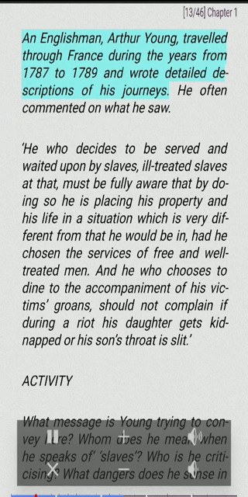2. An Englishman, Arthur Young, traveled through France during the years from 1787 to 1789 and wrote detailed descriptions of his journeys. He often commented on what he saw. He who decides to be served and waited upon by slaves, ill-treated slaves at that, must be fully aware that by doing so he is placing his property and his life in a situation which is very different from that he would be in, had he chosen the services of free and well-treated men. And he who chooses to dine to the accompaniment of his victims' groans, should not complain if during a riot his daughter gets kidnapped or his son's throat is slit.